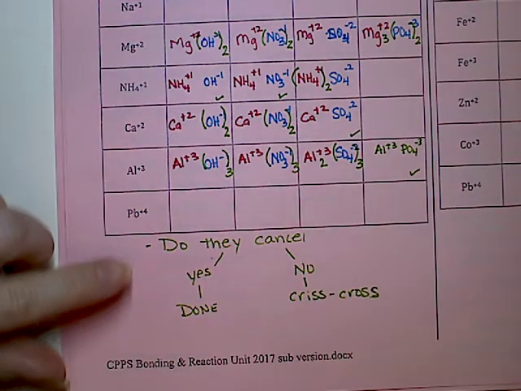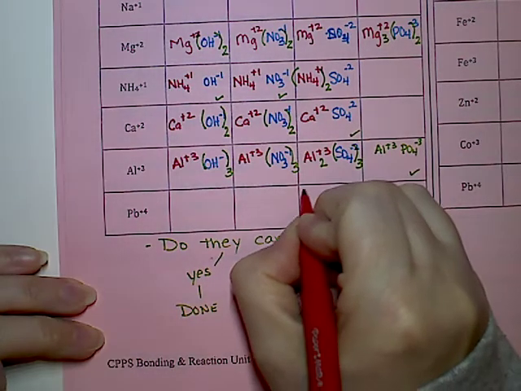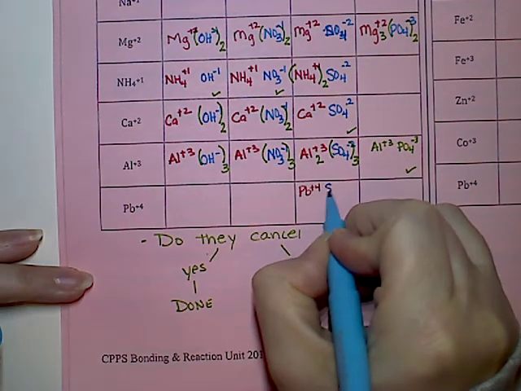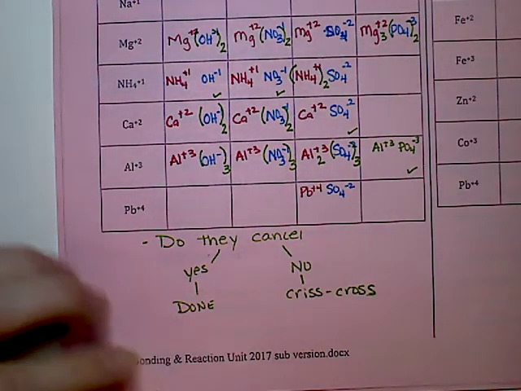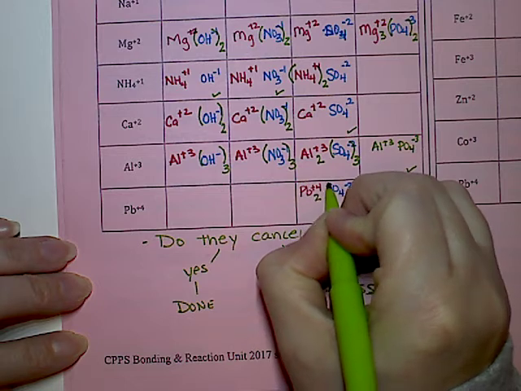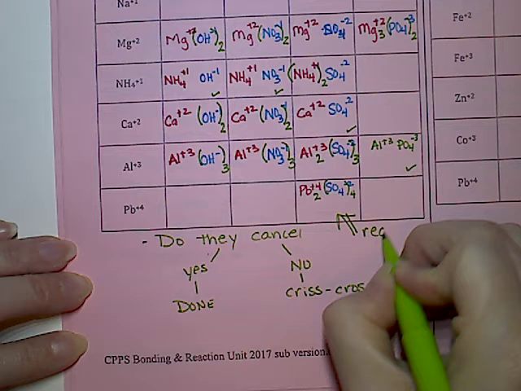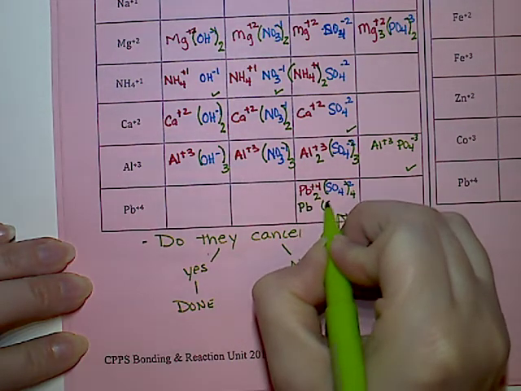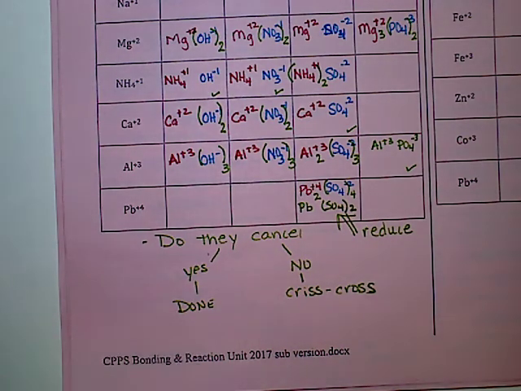There is an odd one I want to show you. We have the Pb +4, and then we have the SO4 -2. When we crisscross those, we get a 2 and a 4. This one you have to reduce because they're in the smallest ratio. So this would be Pb(SO4)2.